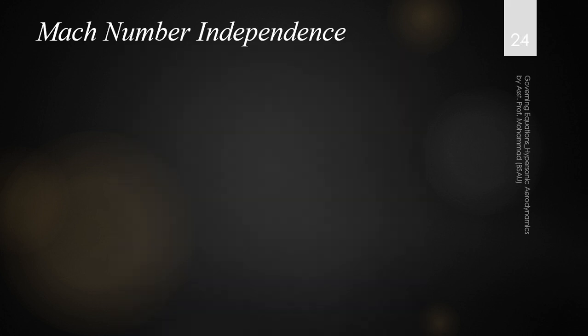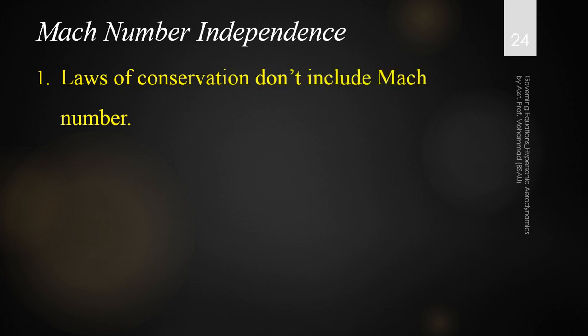Now let us see why it happens and how it is happening. So the first thing is the laws of conservation. They don't include the Mach number. Those laws of conservation which yield the governing equations, like conservation of mass, conservation of momentum, and conservation of energy, don't talk about Mach number. They talk about velocity, but they don't talk about Mach number. So Mach number is already not influencing those equations. The governing equations are already free from the Mach number.